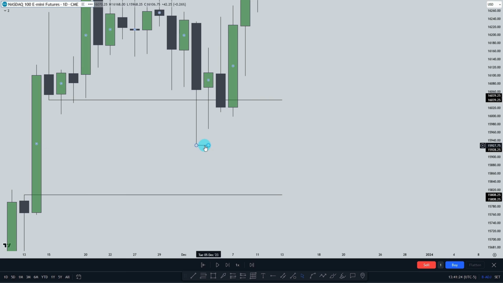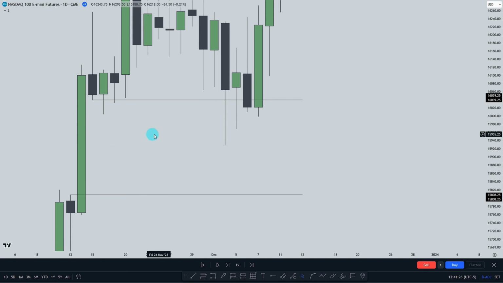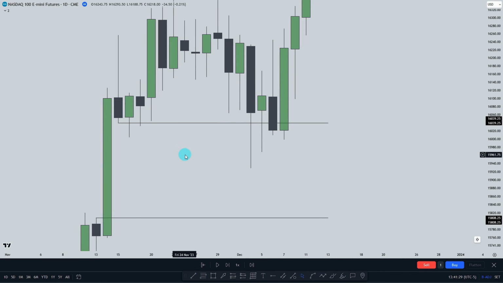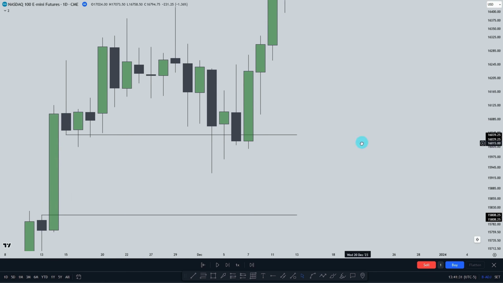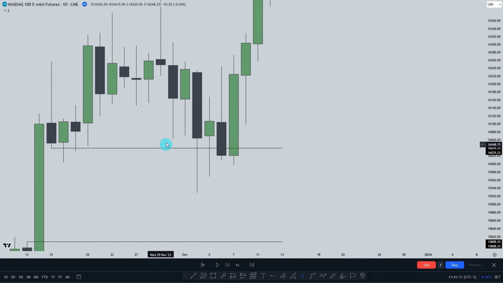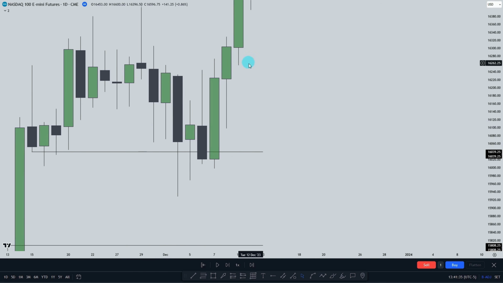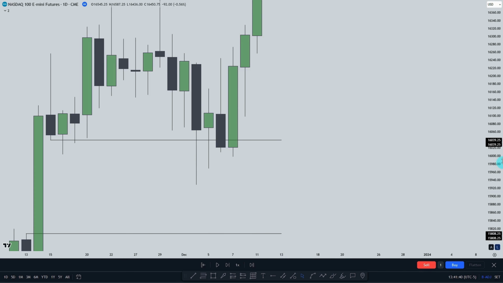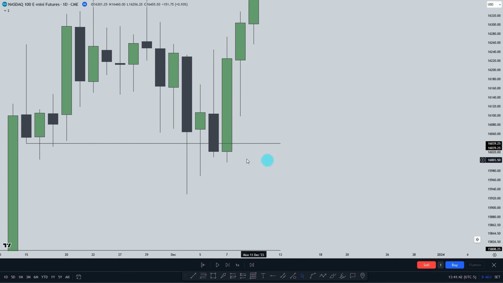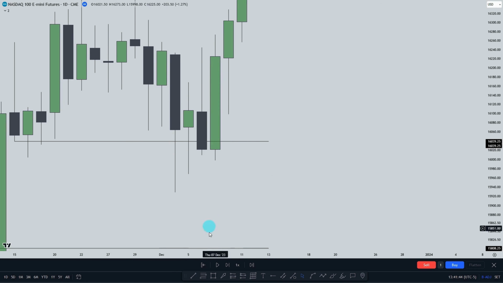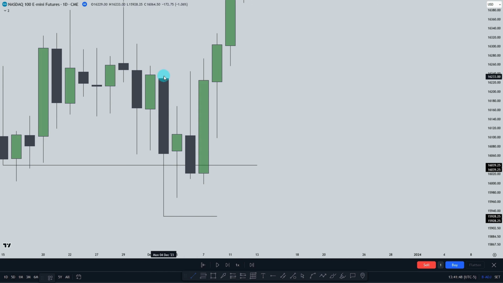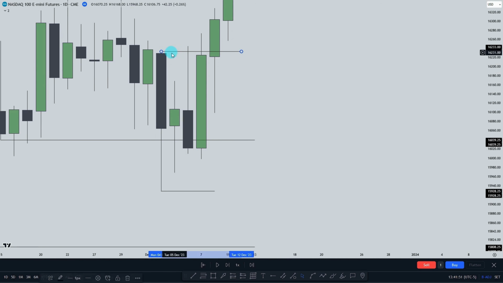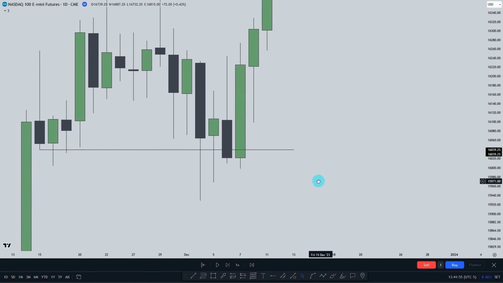But no, because we have touched a PDH, which is this fair value gap right here. And this fair value gap is a bullish fair value gap, so that means it is willing to send price higher. So then we see this candle right here. This candle is a consolidation candle. And the reason this candle is a consolidation candle is because it stayed within the range of previous day. So it didn't take out previous day's low or previous day's high.